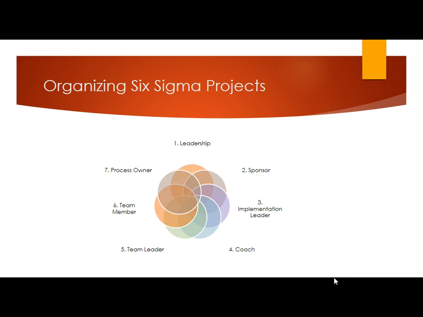So under leadership, this will happen. Next is the sponsor. They are high-level leadership team members who comprehend Six Sigma. They are a problem solver for the project. They are considered to be the owner of all the processes in the organization. Third is the implementation leader. They are superior of the project.